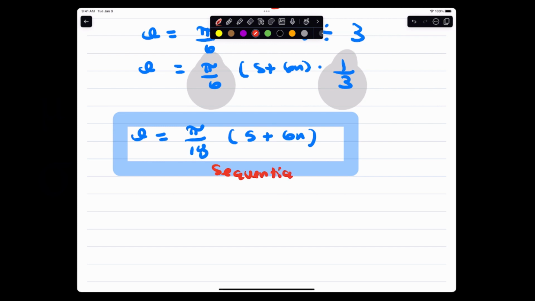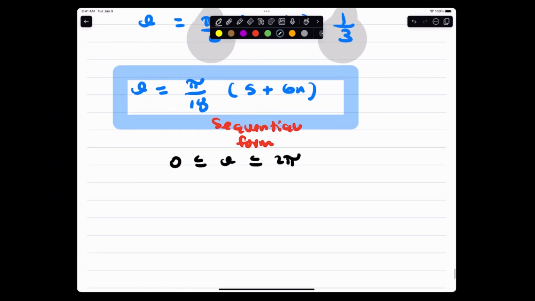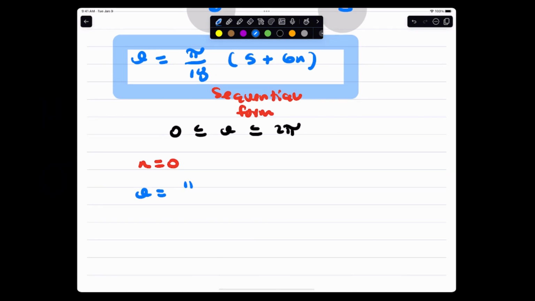Because the original question wants solutions from 0 to 2 pi, you can now generate your solutions and see if they're in the interval from 0 to 2 pi. So this is what you do now. How do you start that process again? Do you guys remember? Start with n equals 0. And if n is 0, what do you guys get with theta? Plug in 0 over here. 6 times 0 is 0. Then you get that 5. You get theta will be 5 pi over 18.